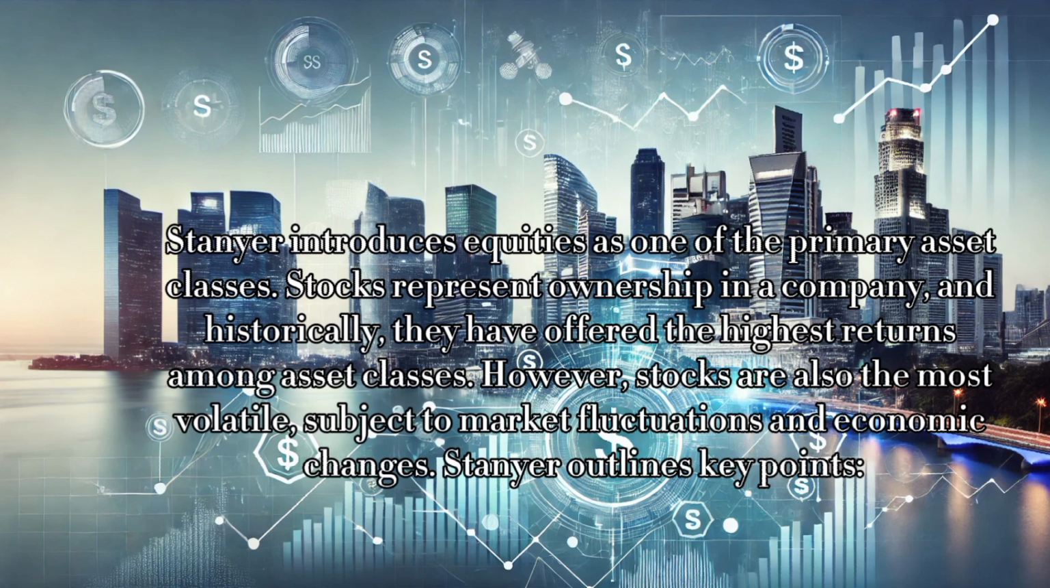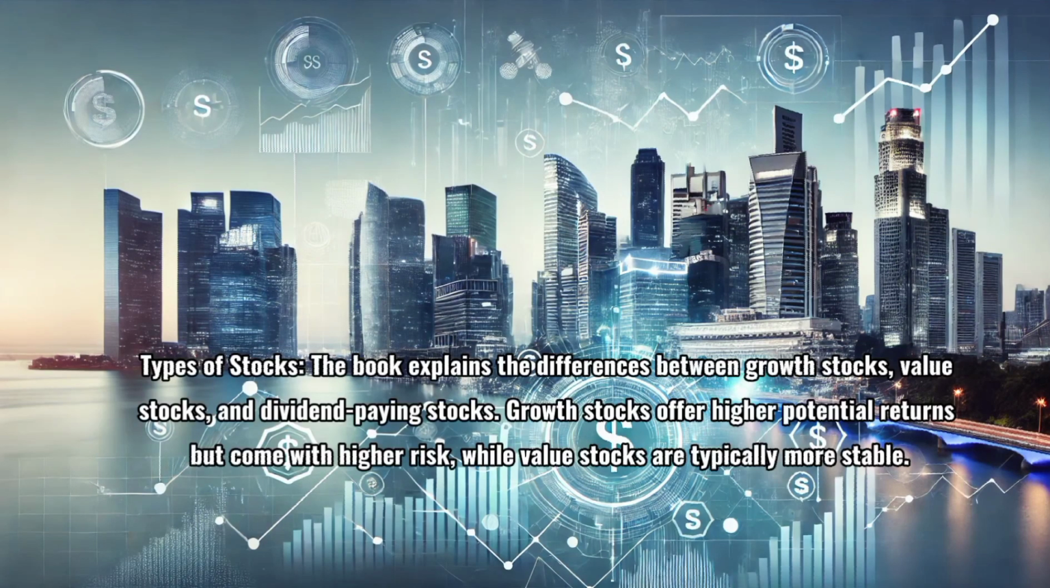Stanyer outlines key points. Types of stocks. The book explains the differences between growth stocks, value stocks, and dividend-paying stocks. Growth stocks offer higher potential returns, but come with higher risk, while value stocks are typically more stable.